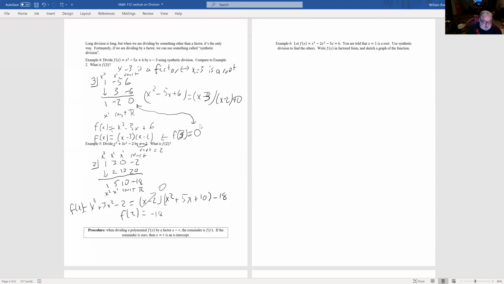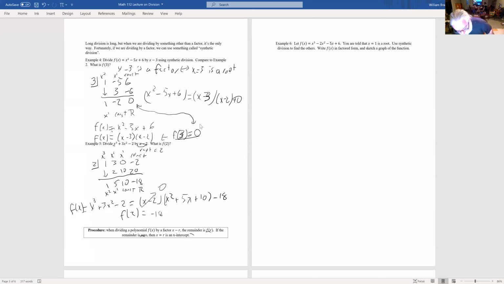So when dividing a polynomial by a factor x minus r, the remainder is f of r. So f of 2, we divide it by x minus 2. The root is 2, so f of 2 is minus 18. If the remainder is 0, then we've got ourselves an x-intercept, right? So x equals 3 is an x-intercept.